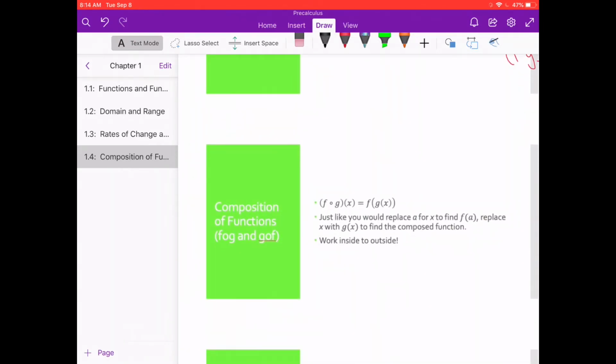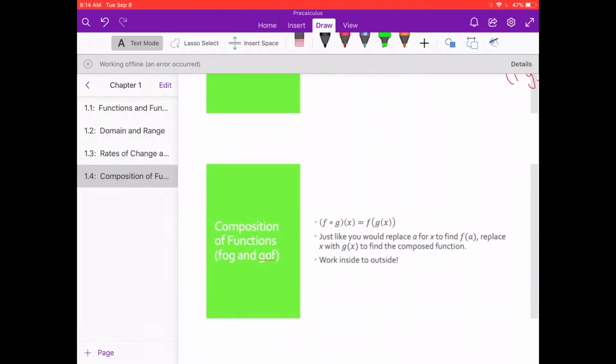Composition. I'll refer to it as f o g and g o f. We would read this as f of g of x, so it kind of looks like fog. Notice that the o isn't actually an o, it's just a circle. Like we talked about, if you're finding f of smiley face, you would put smiley face wherever x is. Now instead of x, you're going to put in g of x. Whatever g of x is, you're going to put that in place of x.